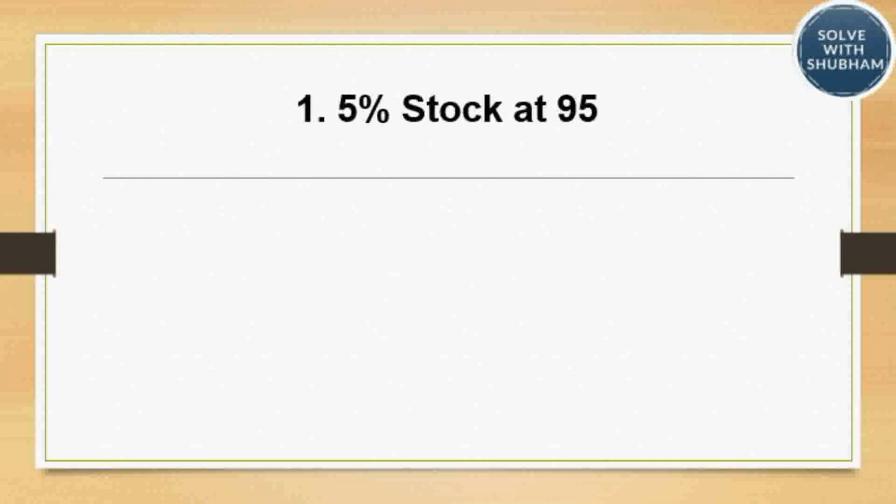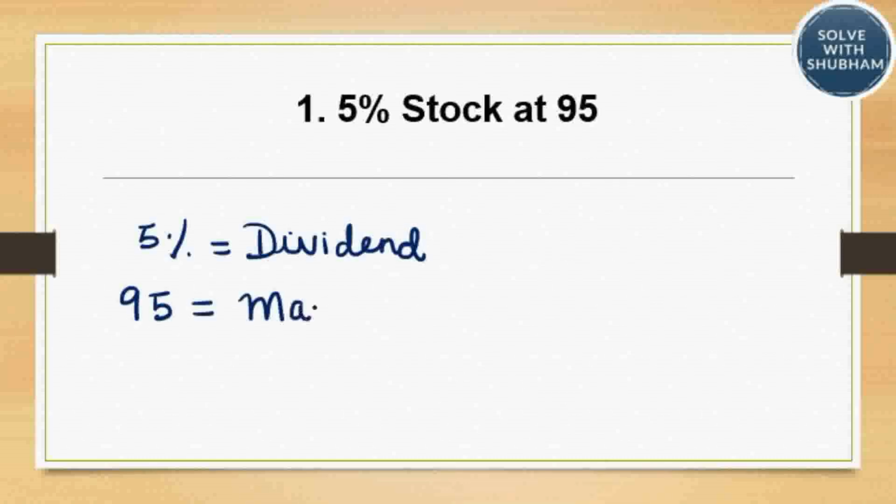Now, you will come across these terminologies or these statements many a times. Let us try to understand what it means. 5% stock at 95. So what does it mean? This 5%, when you come across this, would signify your dividend. What is this 95? 95 is your market value. So this 5% would mean dividend percentage, your 95 here would mean market value.